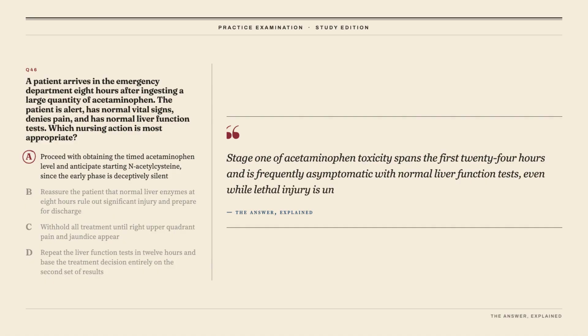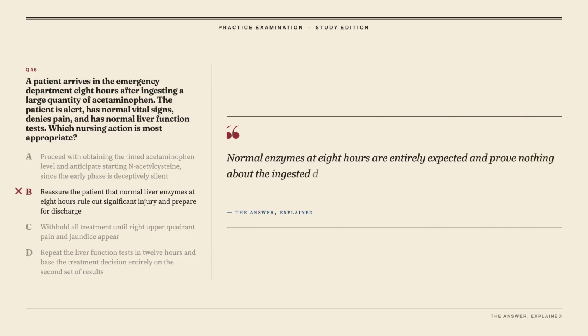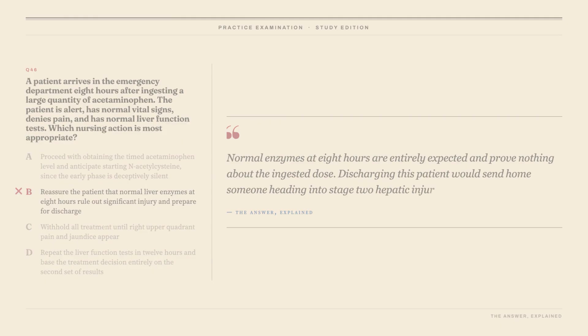N-acetylcysteine works best when given early, so waiting for the picture to declare itself squanders the window. B is wrong because normal enzymes at 8 hours are entirely expected and prove nothing about the ingested dose. Discharging this patient would send home someone heading into stage 2 hepatic injury.